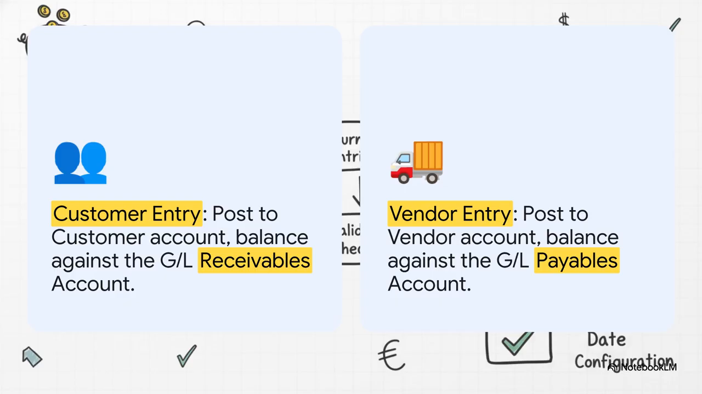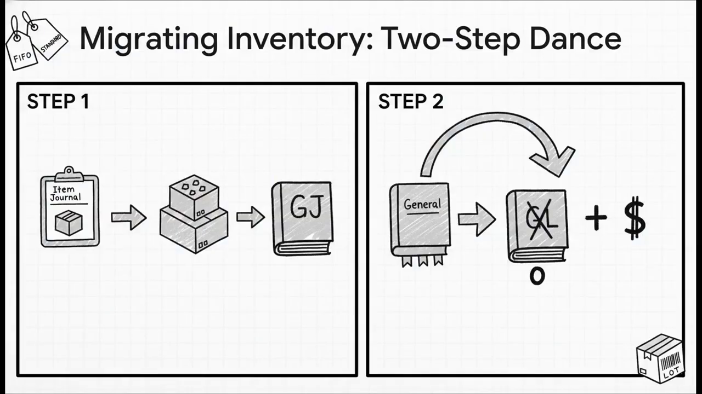Super efficient. Now, inventory. Inventory is a bit of a special case. It takes a little two-step dance. First, you use the item journal to get all your on-hand quantities, locations, and values in there. The thing is, this step does hit the general ledger. So for step 2, you immediately hop over to the general journal and post a reversing entry to manually wipe out that GL impact.